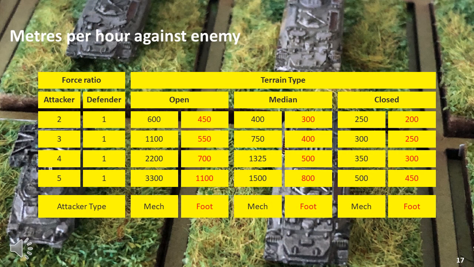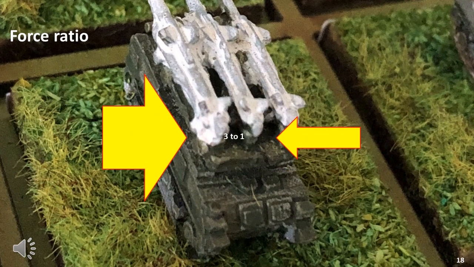This chart shows you the expected advance in metres per hour against enemy resistance based on force ratio and terrain. For example, if the attacker has a 3 to 1 force ratio advantage against enemy defenders in medium terrain, the expected rate of advance is 750 metres per hour. The first point to clarify is what is meant by force ratio.